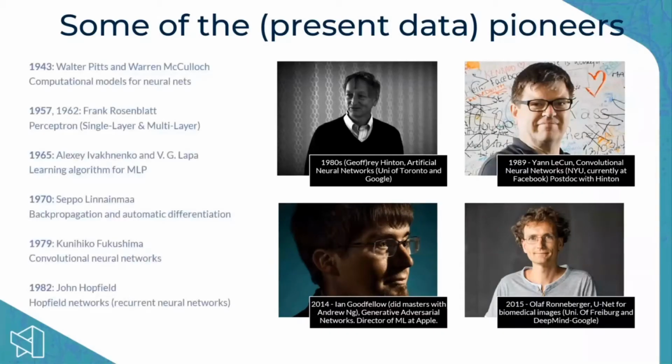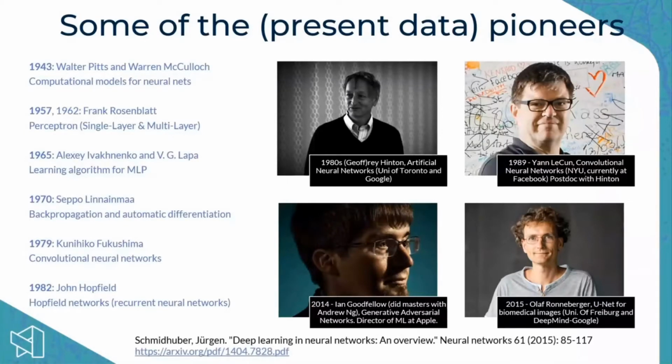So a couple of steps forward, and I won't go into a lot of detail here because we have a recorded webinar that goes into a lot of detail of the key developments and who did what. But I just wanted to mention 4 key names here. Jeff Hinton as the inventor or the researcher that popularized artificial neural networks and is currently at the University of Toronto and works also at Google.